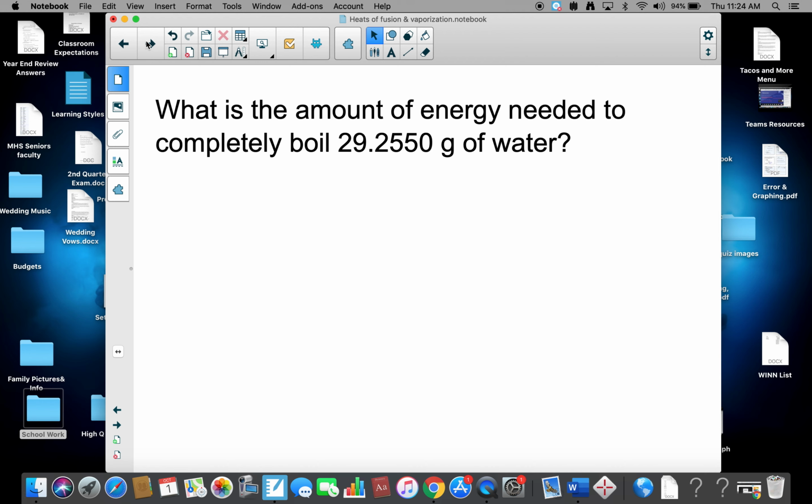All right, so let's copy this last one. Do this in the class. What is the amount of energy needed to completely boil 29.2550 grams of water? That's it.